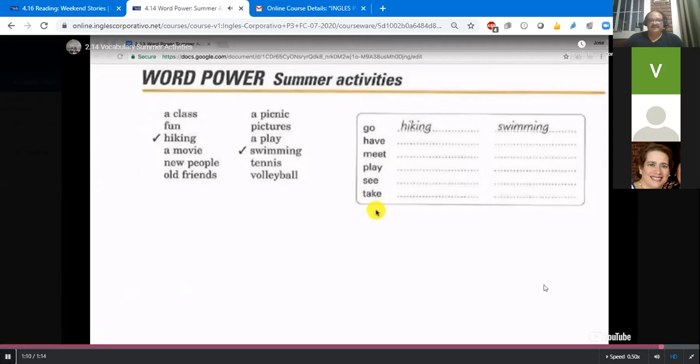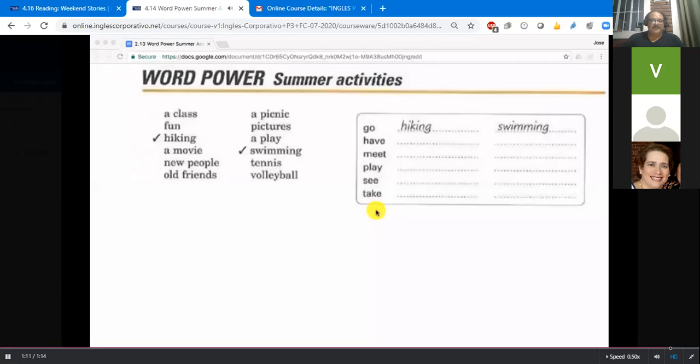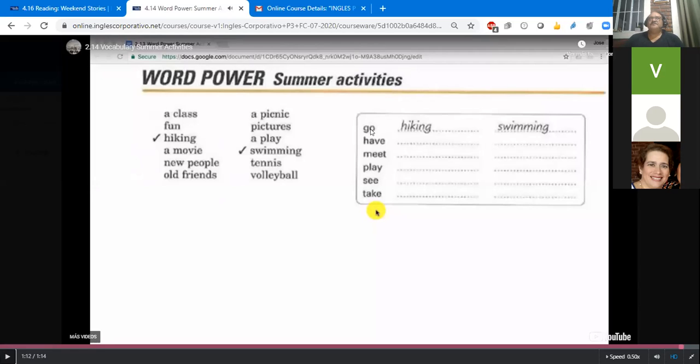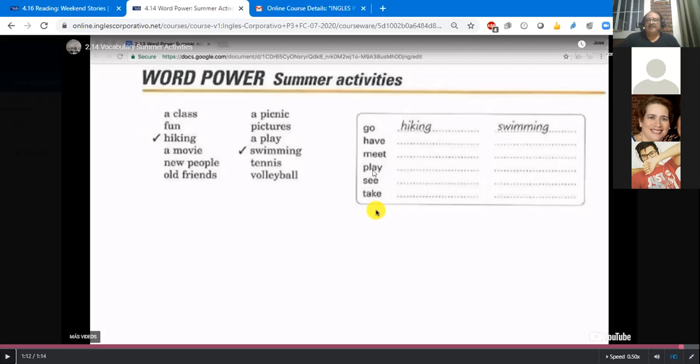Whenever you have finished, share your work in our discussion forums. Okay, wait. Yes, good. Share. Now, what is the past tense of go? Went. Have. Had. Meet. Met. Play. Played. See? So. Take? Took. Okay, so you can use all the same verbs with the same words that we use in past tense.